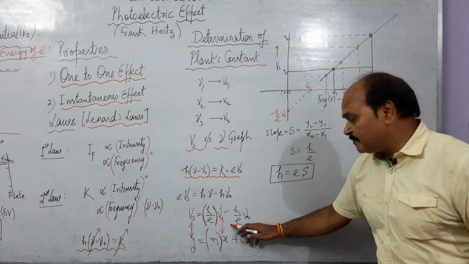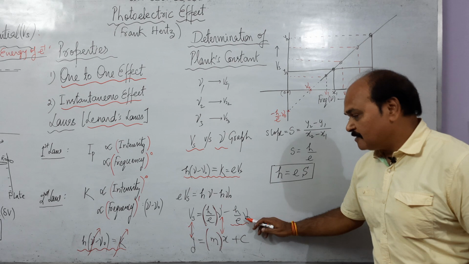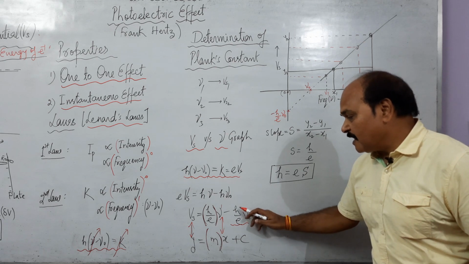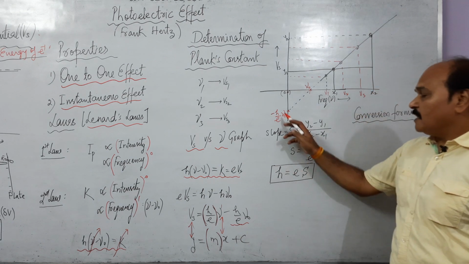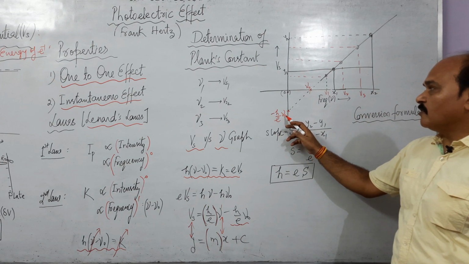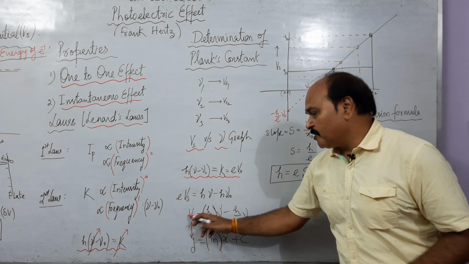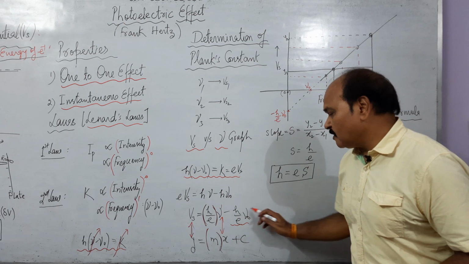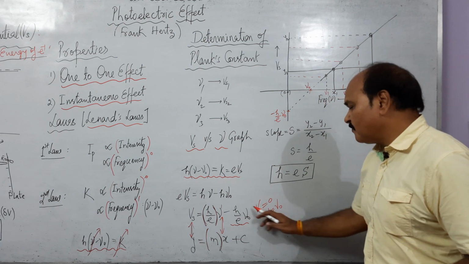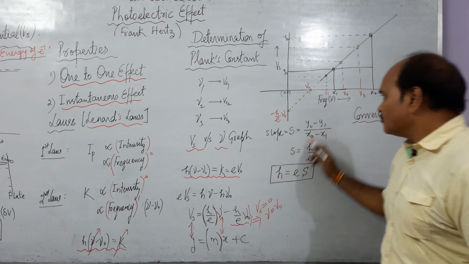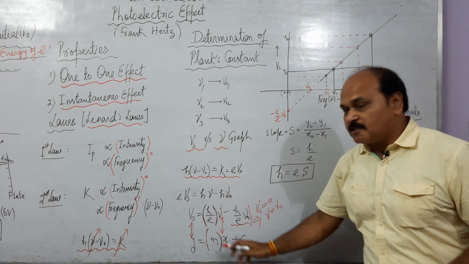And what is the intercept on the y-axis? This is the intercept on the y-axis, and what is that? h upon e times ν₀. So c, the intercept on the y-axis, is h upon e times ν₀. And what is the intercept on the frequency axis? If we write the stopping potential Vs as 0, what do we get? We get ν equal to ν₀, right from here. So this is the intercept ν₀. And what is the slope of the straight line? The slope of the straight line is h upon e.